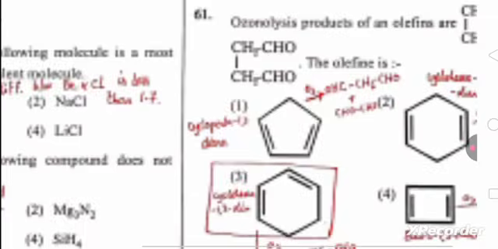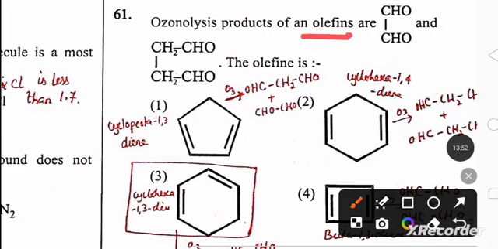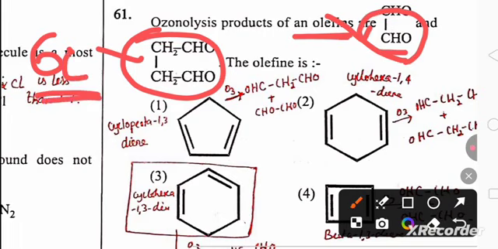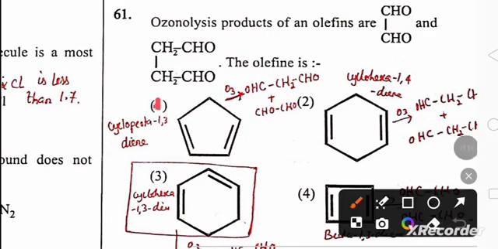In the next question, it is related to ozonolysis. So when you do ozonolysis of olefins, we'll get two products, CHO, and this one, two different aldehydes. One has 2 carbon, one has 4 carbon. So definitely, whatever olefin you use for ozonolysis, the olefin must contain 6 carbon atoms. So option 1 is cyclopenta 1,3 diene.